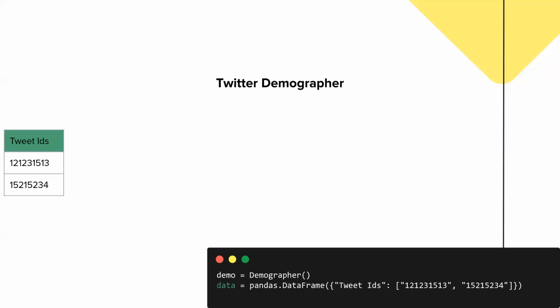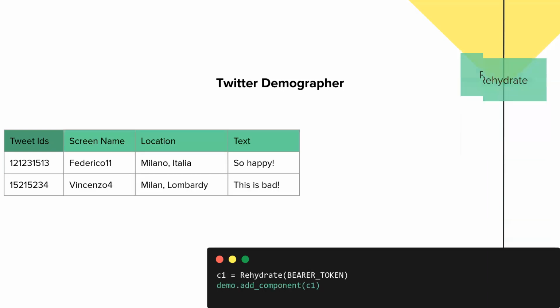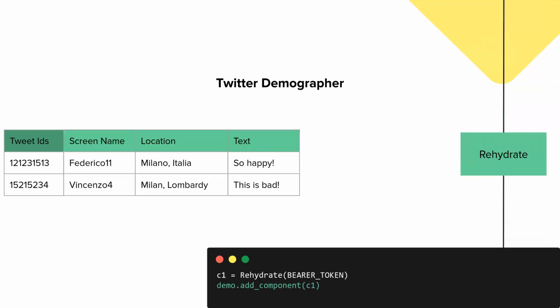Twitter Demographer is essentially this Python library that, with a few lines of code, allows you to do, for example, the reconstruction, so the rehydration. This means that you can extend the tweet ID with multiple kinds of data: screen name, location, and the text. Then you can have a part in which you disambiguate the location. This can be done with GeoNames or with a tool like OpenStreetMap to get a more standard geolocation.